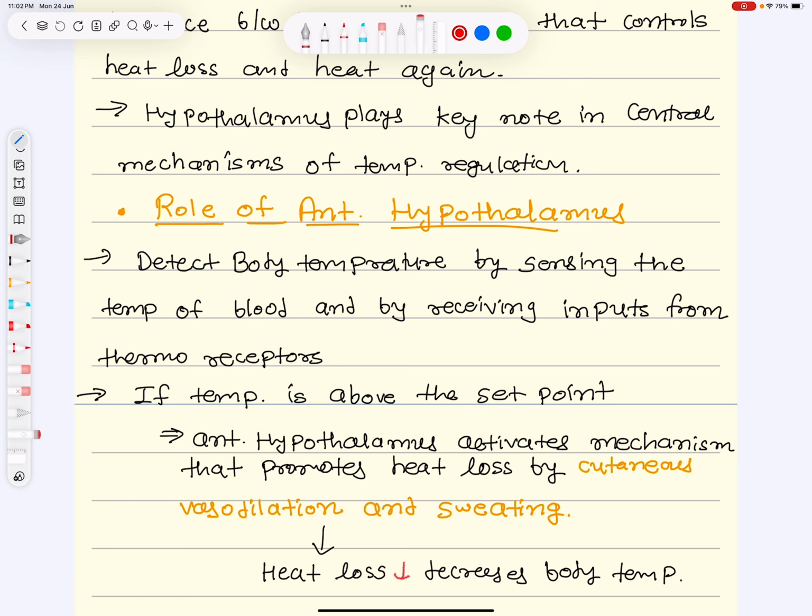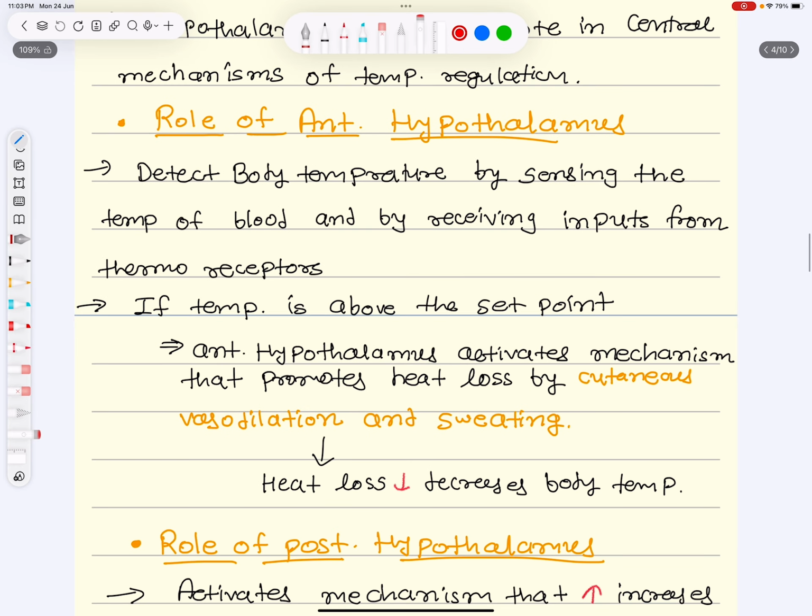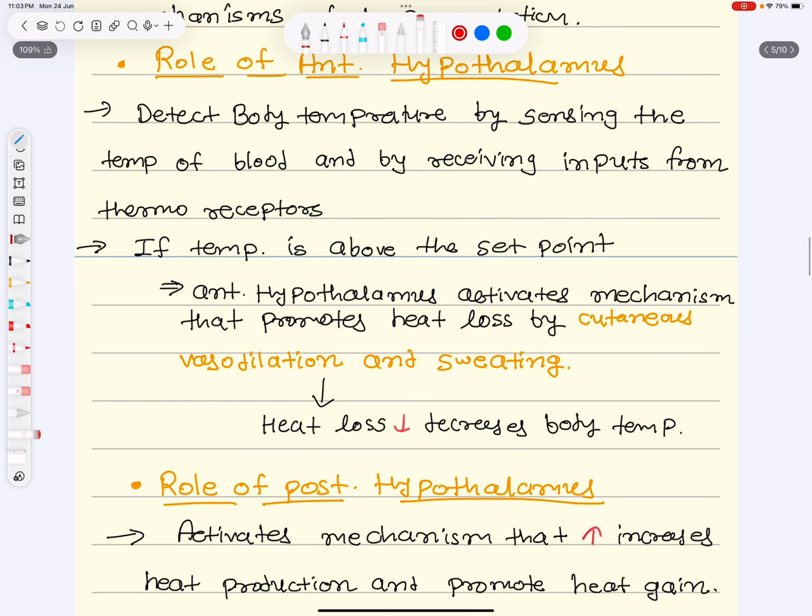So they detect body temperature by sensing the temperature of blood and receiving inputs from thermoreceptors. So it gets information about the body temperature through the blood temperature. If temperature is above the set point, the anterior hypothalamus activates mechanisms that promote heat loss by cutaneous vasodilation and sweating. So if heat loss happens, body temperature decreases. Heat loss decreases body temperature.